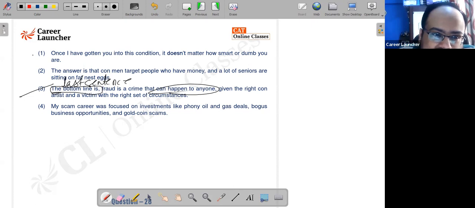Option 1 is not completely wrong. There were a lot of you who marked option 1. It says once I have gotten you into this condition, it doesn't matter how smart or dumb you are. Option 3 is better because it says bottom line and it says can happen to anyone. Had option 3 not been there, option 1 is next best. The other options are not appropriate. Option 2 says the answer is, but there is no question that is asked. Option 4 is also not appropriate. So options 1 and 3 were close, but option 3 is a much better option than the first option.